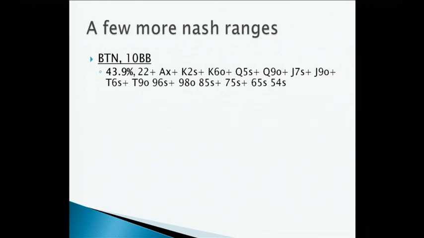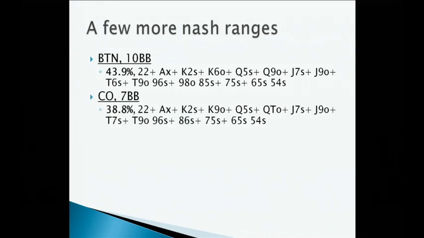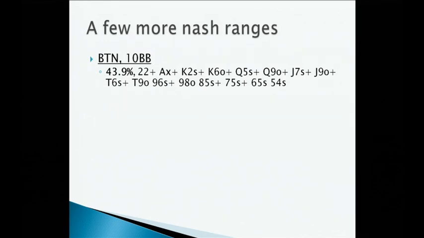So let me just show you a few more, just to give you a rough idea. This is where the memorization and interpolation comes in, because if you have a few baselines to go off of, you can use rules that theoretically make sense to extrapolate. So here's button, 10 big blinds. 43.9%, and this is roughly the hands.